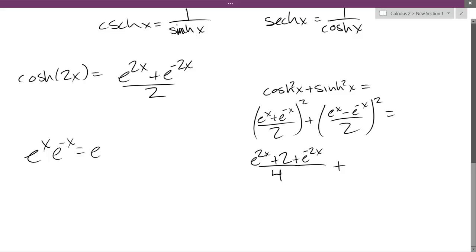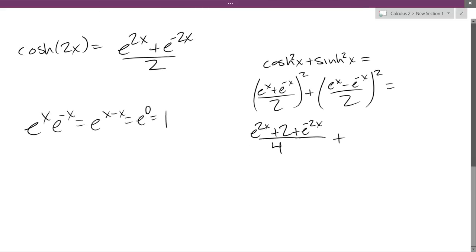So this is e to the x minus x, which is e to the 0, which is 1. That's why when you multiply e to the x by e to the minus x, they cancel. You probably will see this a few more times as we go. So that turned into a 2, that middle term.